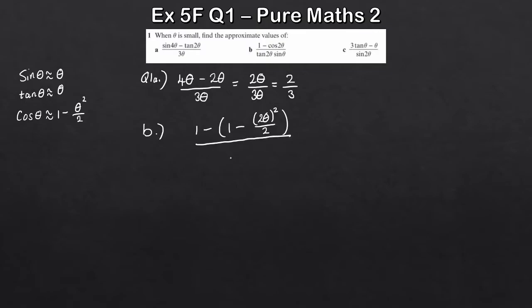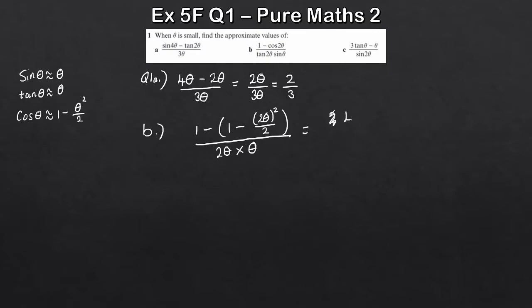So what's that going to be? Well, tan 2 theta, like we had here, that's just 2 theta. And sine theta is just theta. Okay. So if we simplify this numerator, 1 minus the 1 here, so they'll just cancel. And then we get minus this expression, so essentially this is just going to be positive. So all I've got left in the numerator is 2 theta squared divided by 2. So that's going to be 4 theta squared over 2.